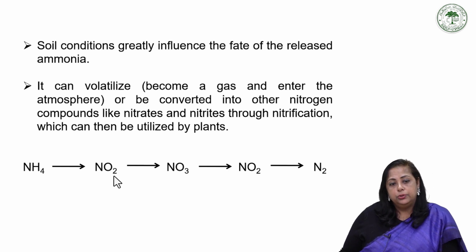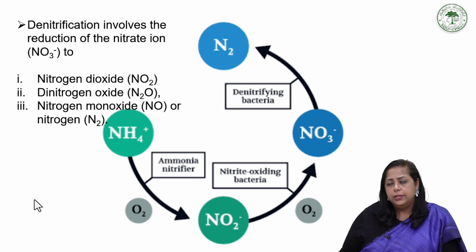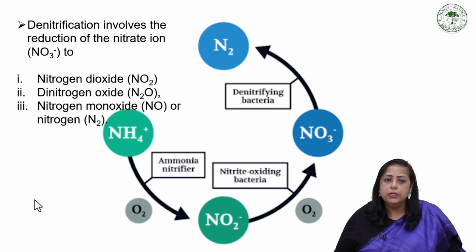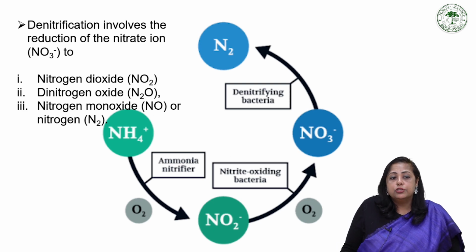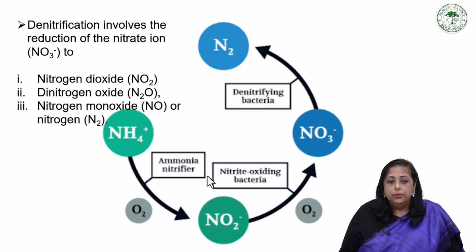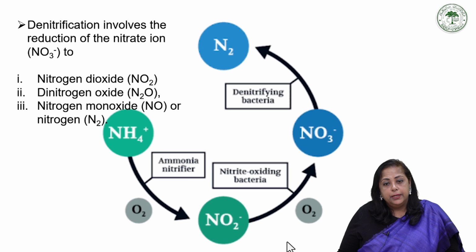So, NH4 to NO2, NO2 can be converted into NO3, NO3 again to NO2 and nitrogen. So, this is the cycle, and it all depends on the soil quality and condition of the soil. Denitrification involves the reduction of the nitrate ion to nitrogen dioxide, dinitrogen oxide, nitrogen monoxide or nitrogen gas. Okay, so NH4, O2, ammonia, nitrification, NO2, and again nitrogen oxidizing bacteria, NO3, and again N2, nitrogen gas. So, denitrification involves the reduction of the nitrate to nitrite.